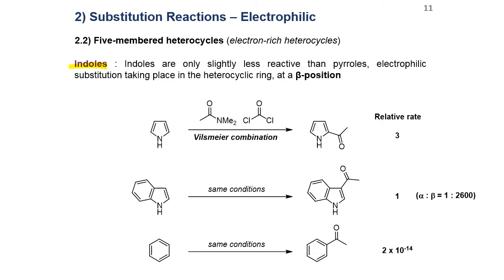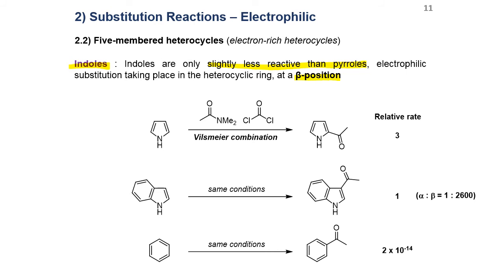If you look at indoles, which is a pyrrole fused with a benzene ring, it is only slightly less reactive than pyrrole, but the major difference is that the regioselectivity of indole prefers reaction with electrophiles at the beta position.